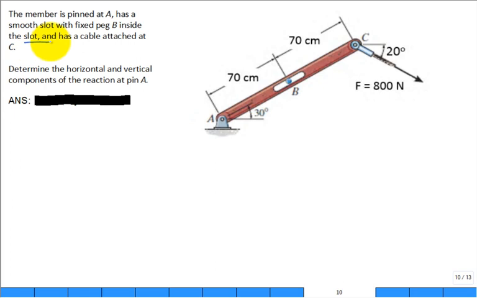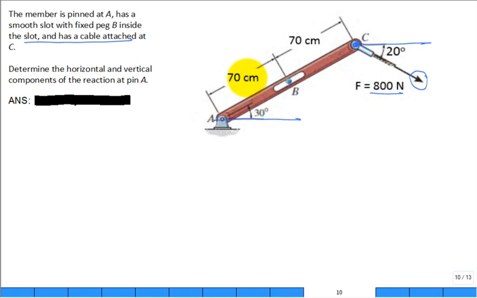And it has a cable attached at C. And this cable is shown to be in tension with a magnitude of 800 newtons at an orientation of 20 degrees down from the horizontal. This red member that's pinned at A is oriented 30 degrees up from the horizontal. So we're given some orientation. The question is, determine the horizontal and vertical components of the reaction at pin A.